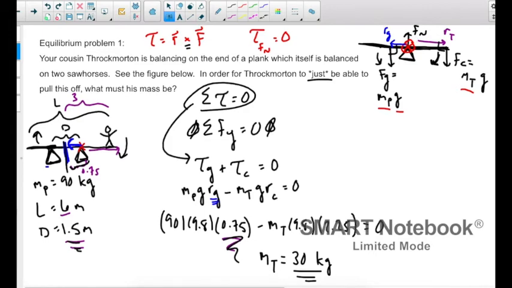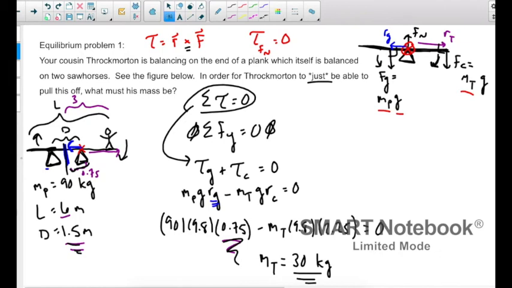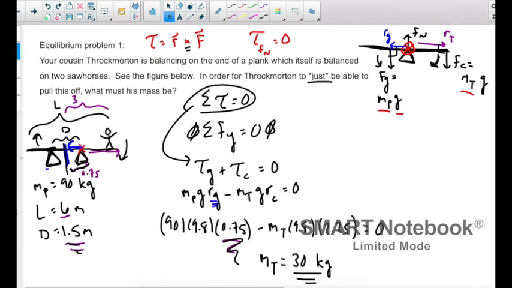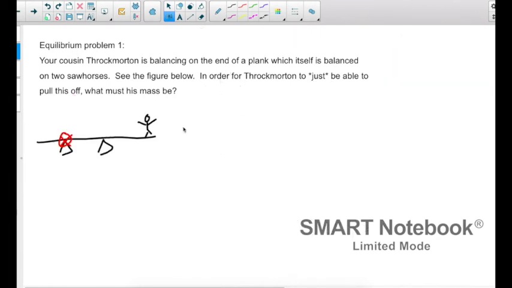Okay? Now, we could have done this another way. We could have said that a possible axis of rotation was the other sawhorse. So let's see what happens when we do it that way. Okay, so now I'm going to set this sawhorse's location as an axis of rotation. And once again, we can do that because remember that whenever you're in equilibrium with respect to one axis, you're in equilibrium with respect to all axes. So I can shift the axis of rotation wherever I like.